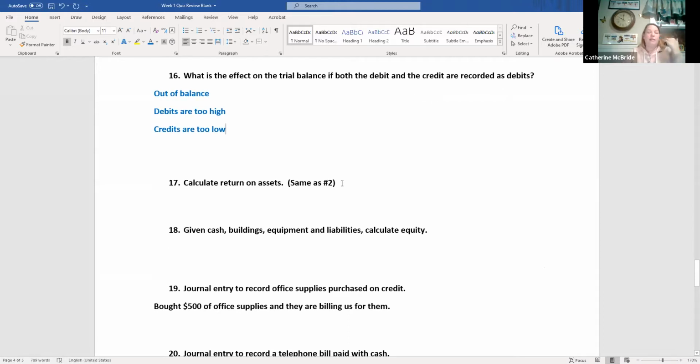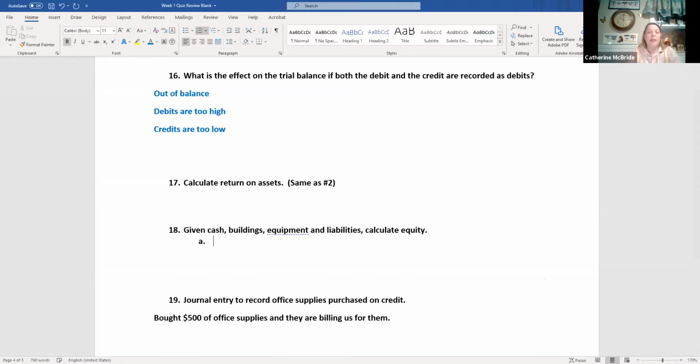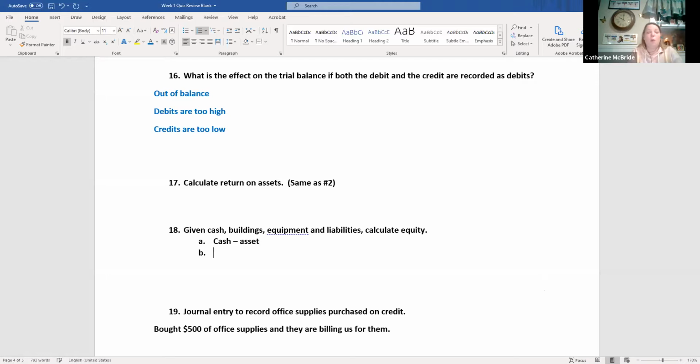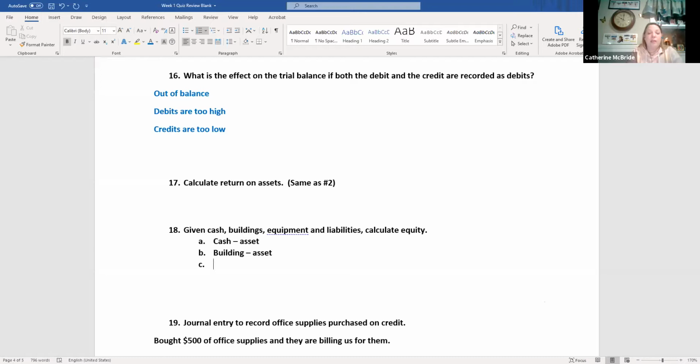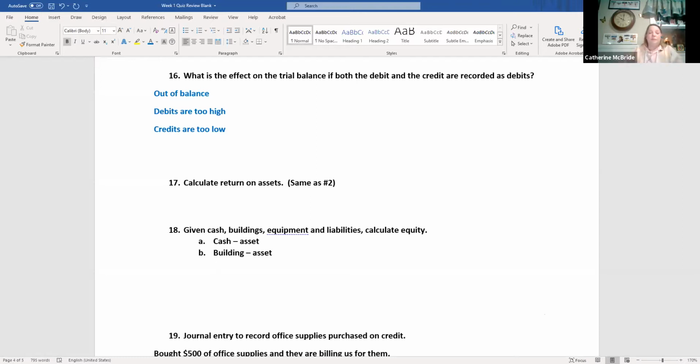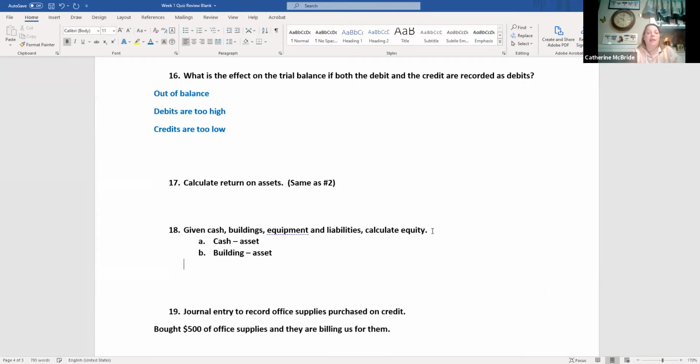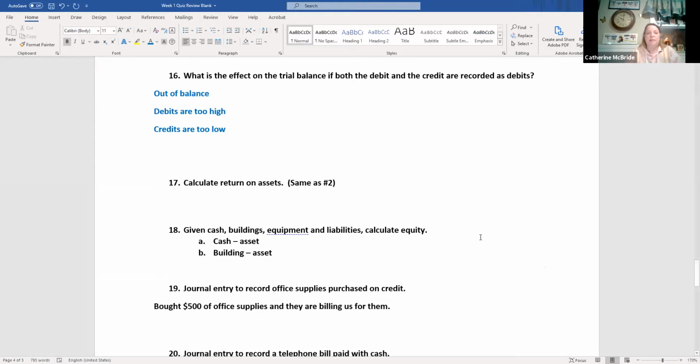Okay, you have to calculate return on assets exactly the same as number 2. Here, given cash, buildings, equipment, and liabilities, calculate equity. So here, you simply have to know what type of account is cash. Asset. Yep. What type of account is buildings? Asset. And equipment? Oh, well, this just says liabilities. So you just have to know that cash and buildings are both assets to answer this accurately. Does that make sense?